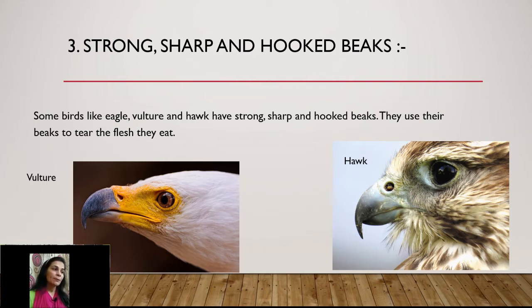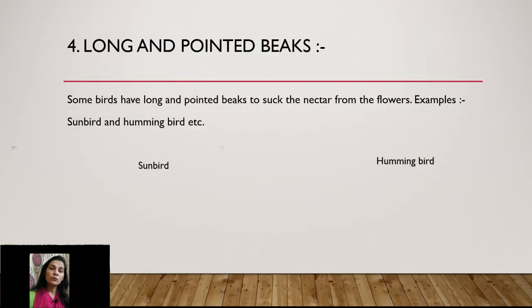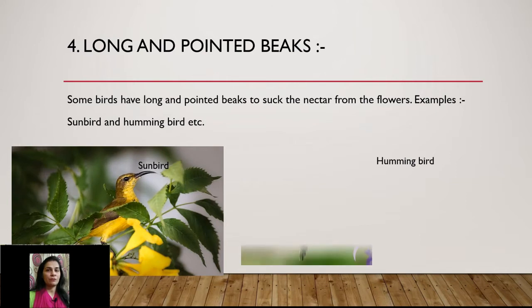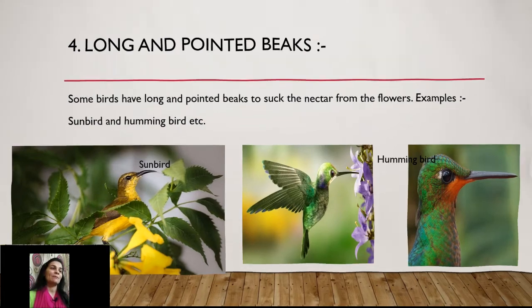As you can see in the picture, at the end point of that, the tip of that beak is curved and sharp. Why? Because to tear the flesh. Okay. Next one, long and pointed beaks. Some birds have long and pointed beaks. Why are they having long and pointed beaks? To suck the nectar from the flowers.